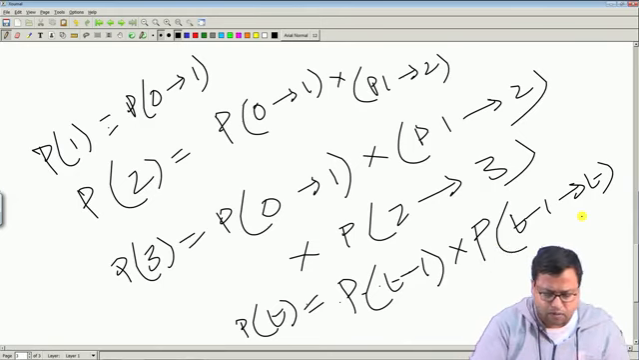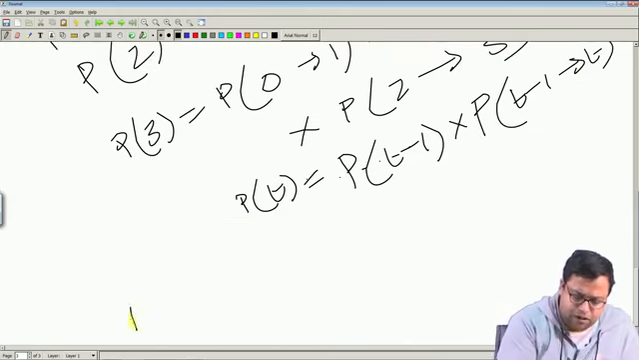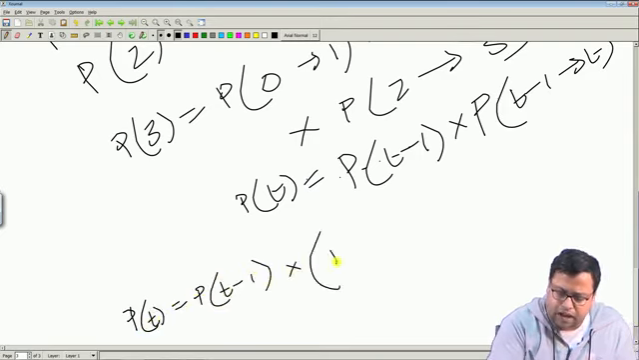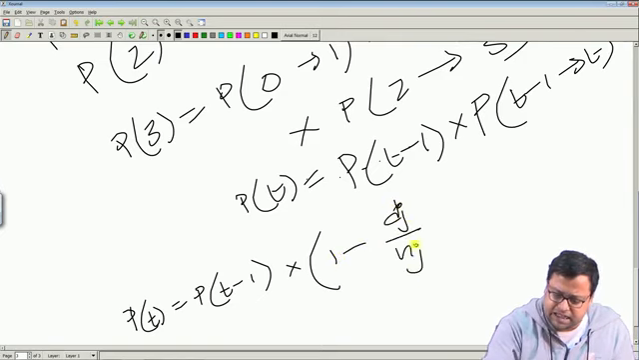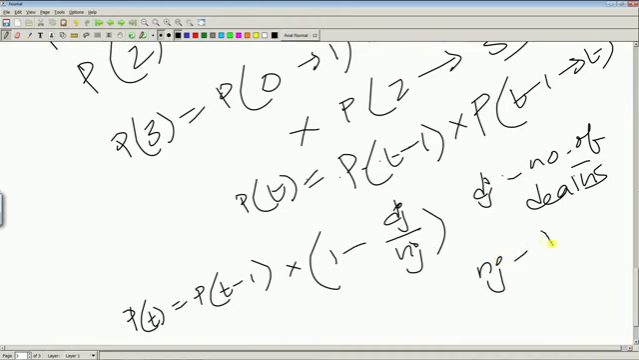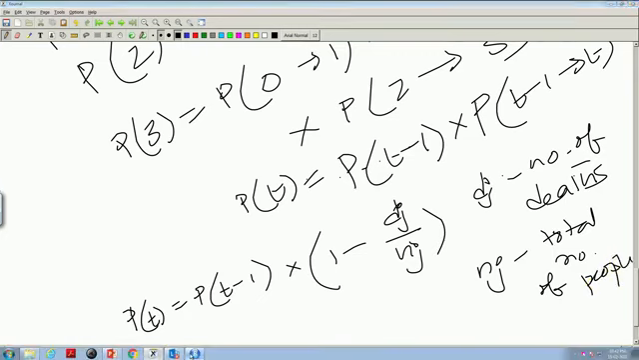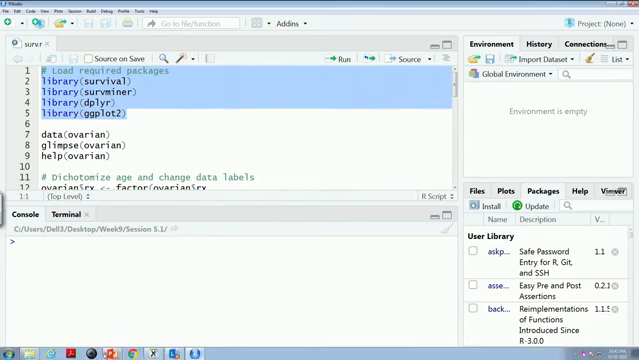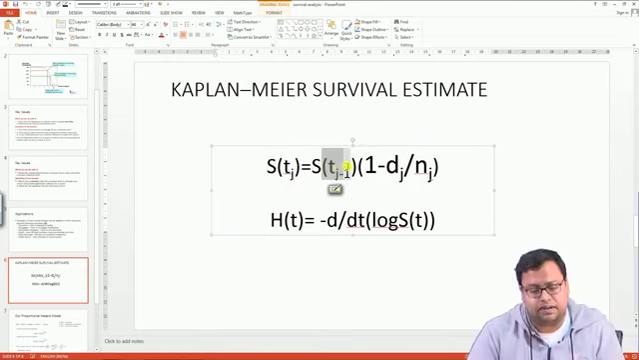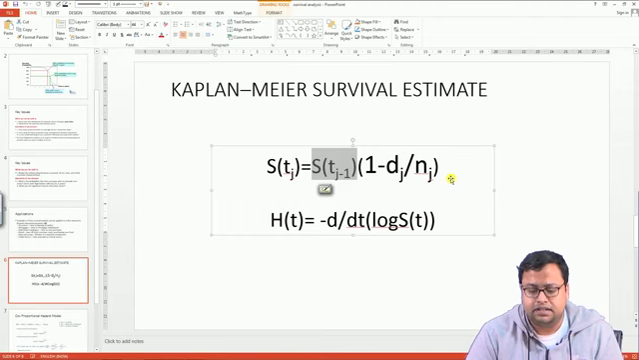If I go on doing this maths, then the probability of t is nothing but the probability of t minus 1 into 1 minus dj by nj. What is dj? dj is the number of deaths at that time period, and nj is the total number of people. That is what this particular formula is saying: your survival rate S(t) is nothing but the survival rate at t minus 1 into 1 minus dj by nj. So, that is the formula.